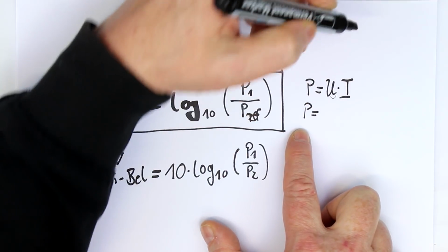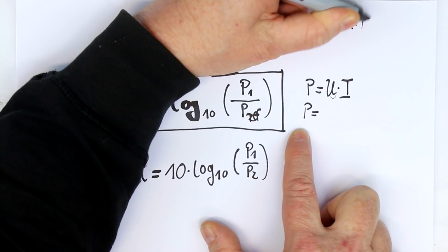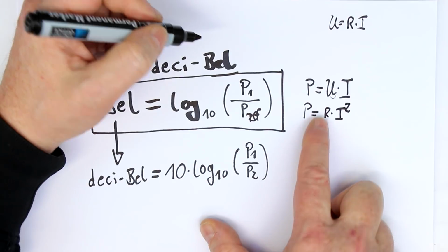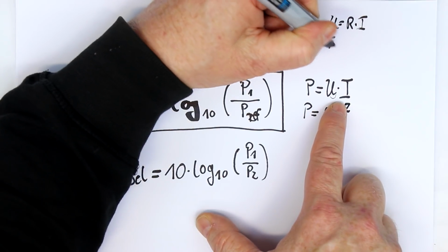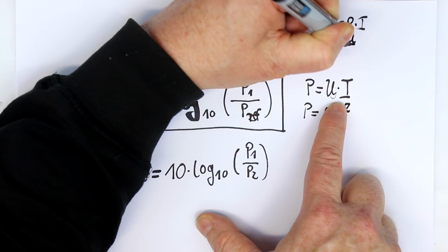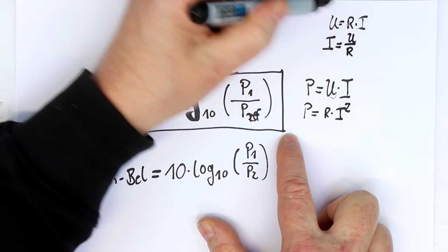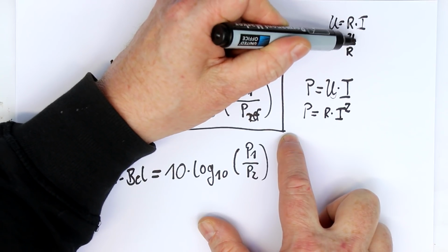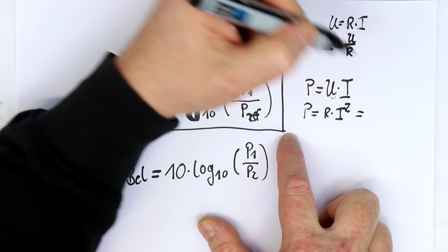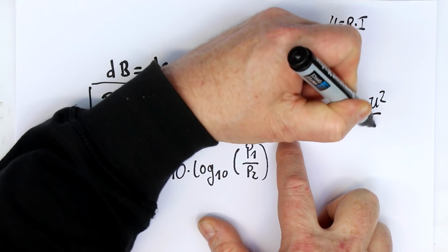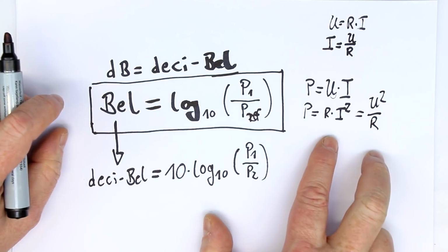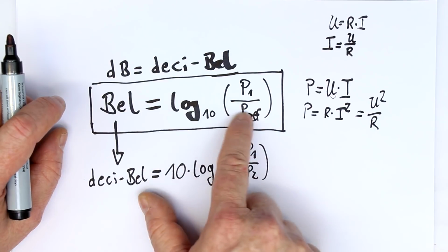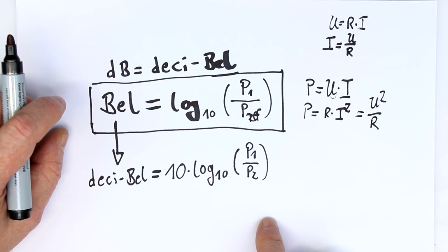Let's replace the U with R times I, and we get R times I squared. And if you do it the other way around, we replace the current by just doing some math with Ohm's law, you get I equals U divided by R, and then we get U squared divided by R. Aha, okay. Now let's put this into this basic definition of the bell or the decibel.